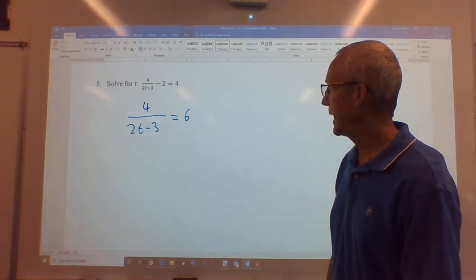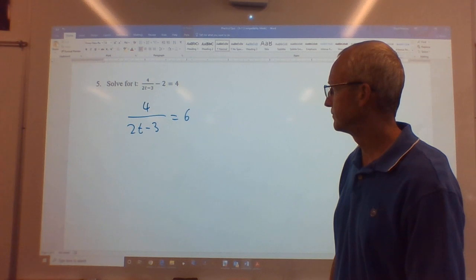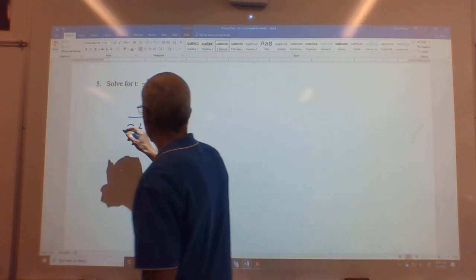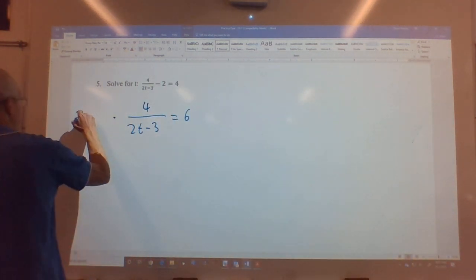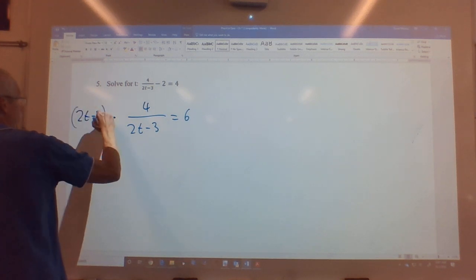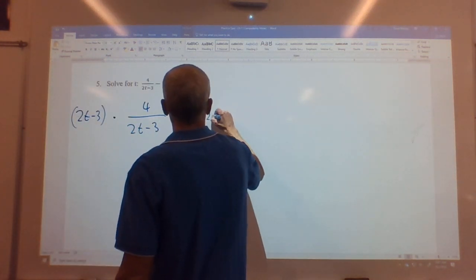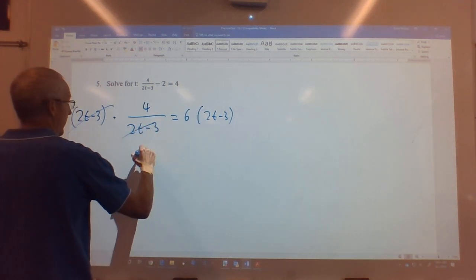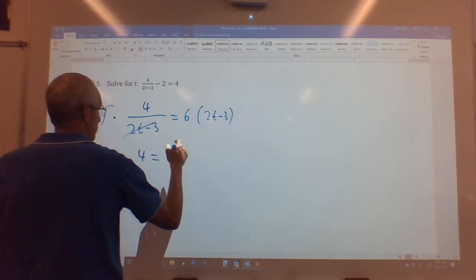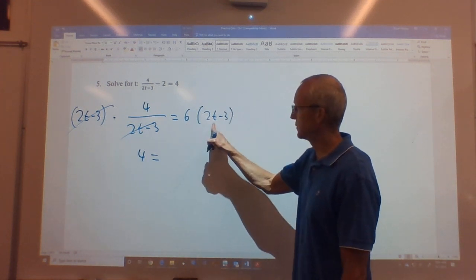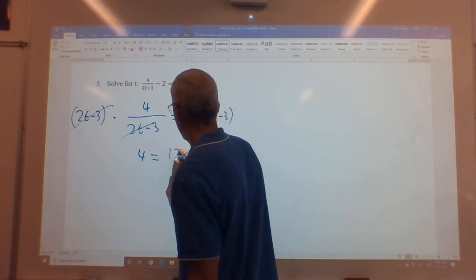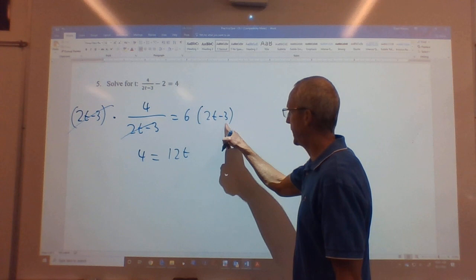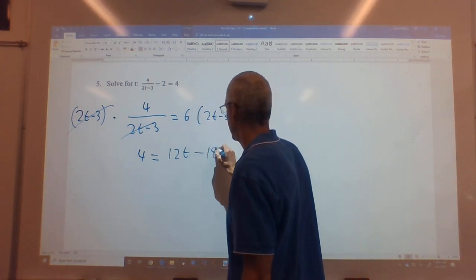Okay. Now let's see. Let's cross multiply. We'll multiply both sides by 2t minus 3. Okay, multiply this side by 2t minus 3. It cancels out over here. So I have 4 is equal to 6 times 2t is 12t. 6 times minus 3 is minus 18.